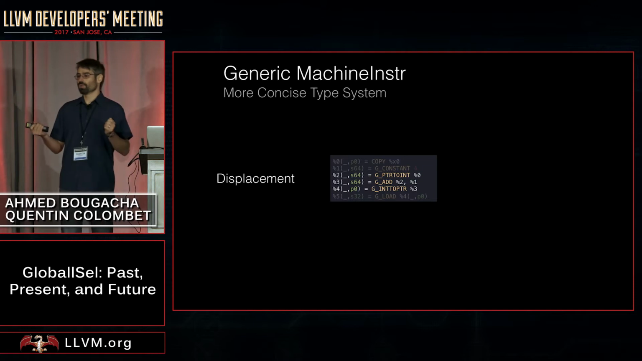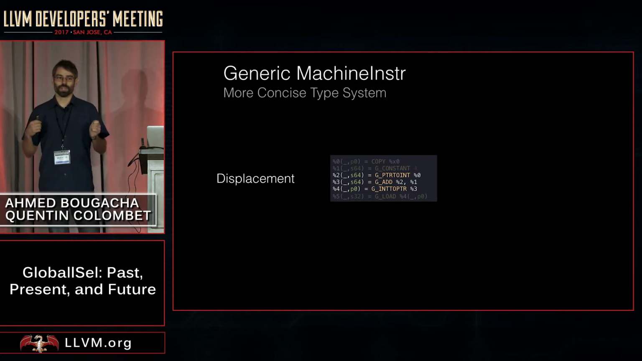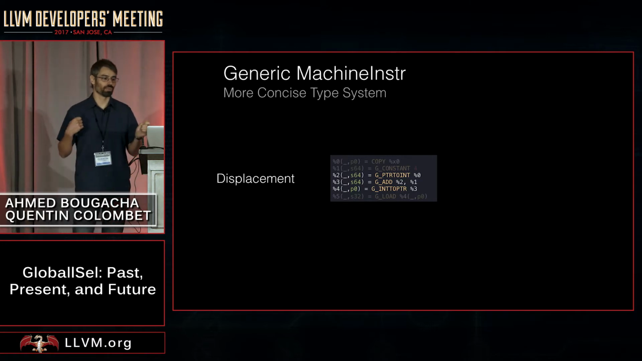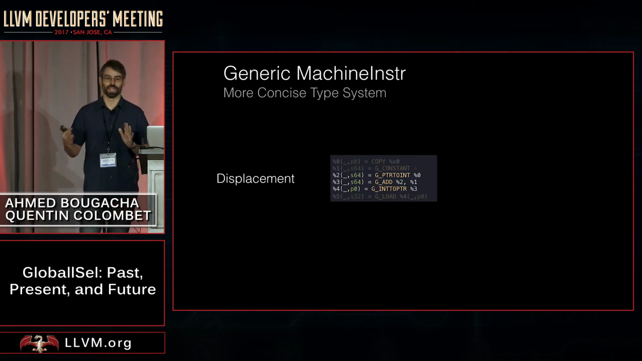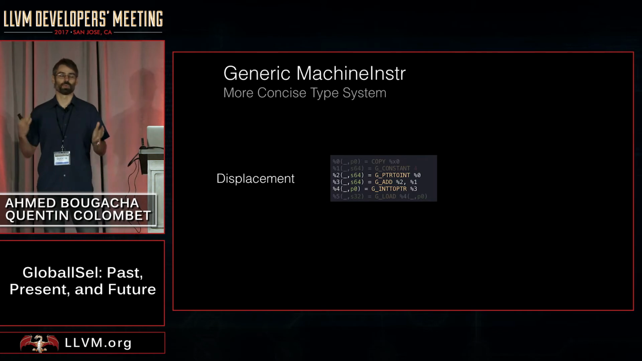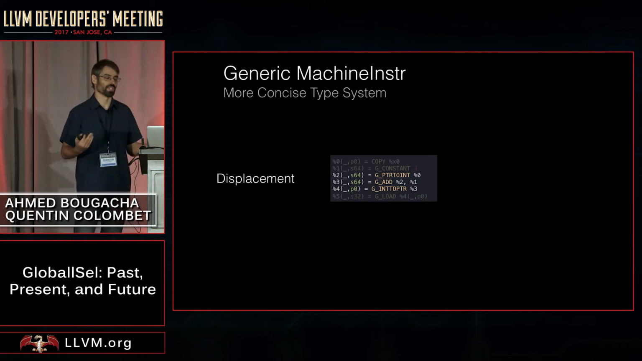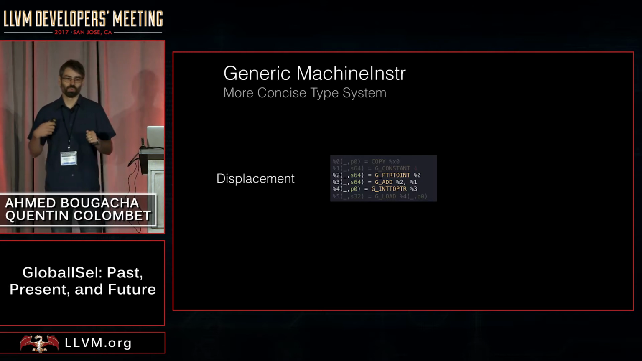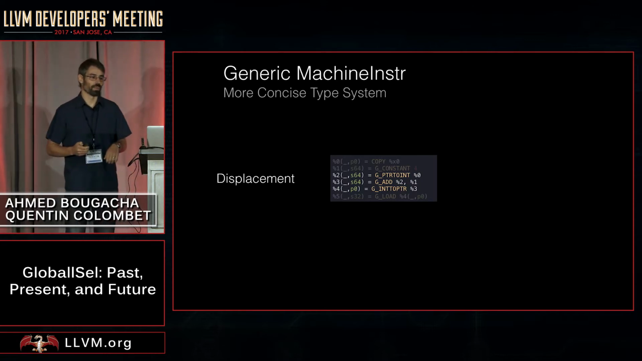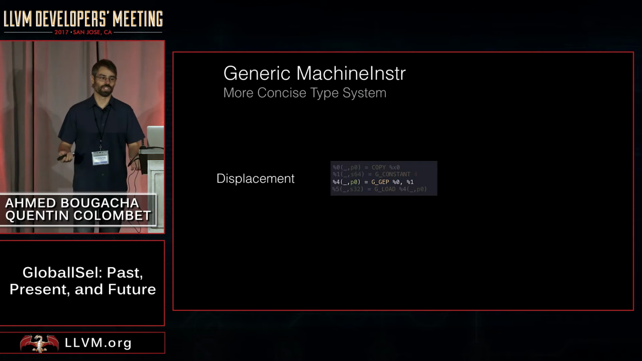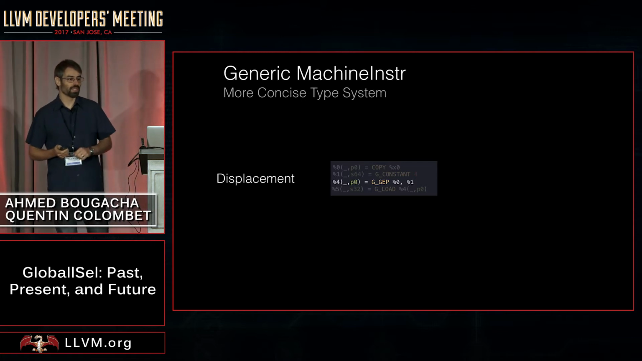Previously, when you wanted to do address calculation at the machine instruction level, you had to do this pointer to int translation to make the type system happy, then do the operation on the integer and then move back to the pointer to use it. We didn't like this gymnastics, so we made it easier, and instead we have this G_GEP, where you can directly do the computation on the pointer type.